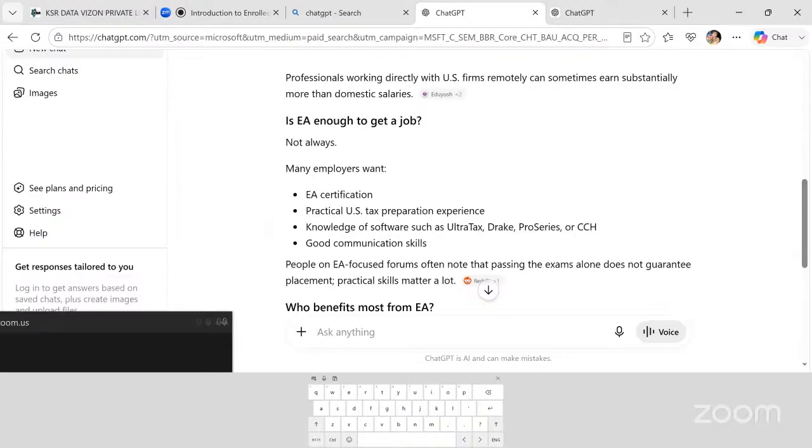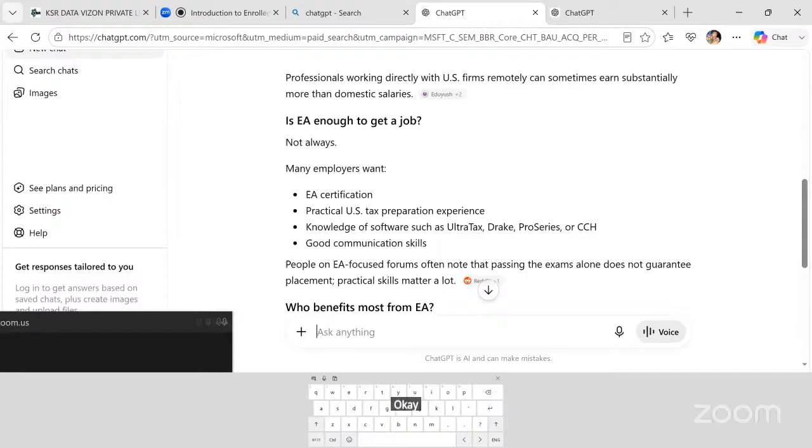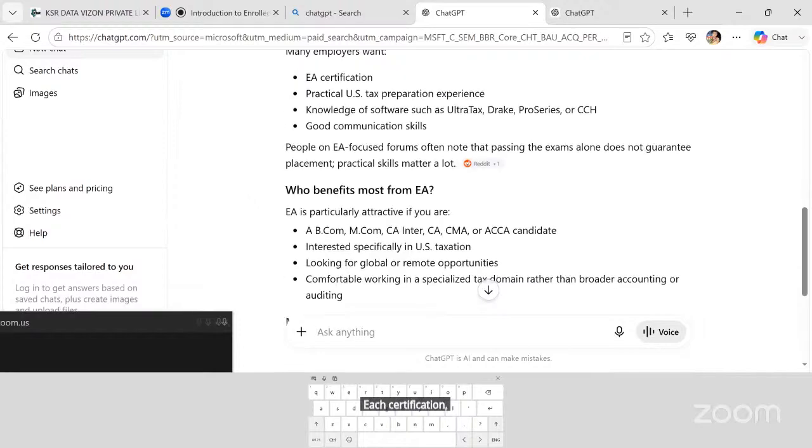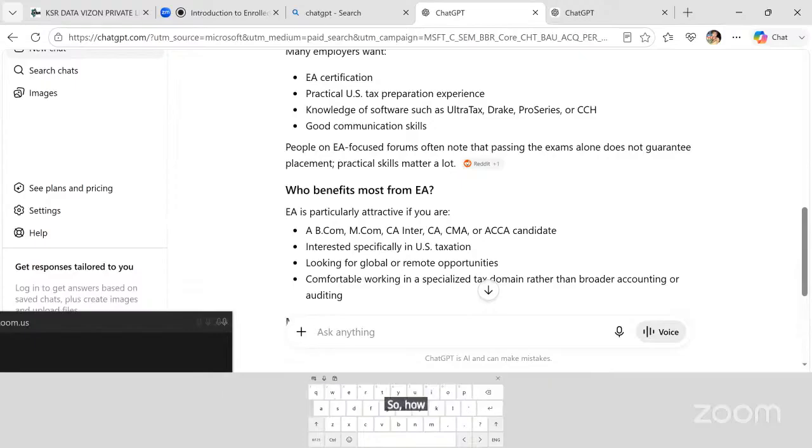Learning alone is not sufficient. We need to give the certification, as they are also mentioning. In total there are 3 certifications. Each certification is 26,000 rupees. Not the KSR certification; we are writing the IRS exam. That certification is sufficient. So how much are the fees for that examination? The certification costs $317, sir.